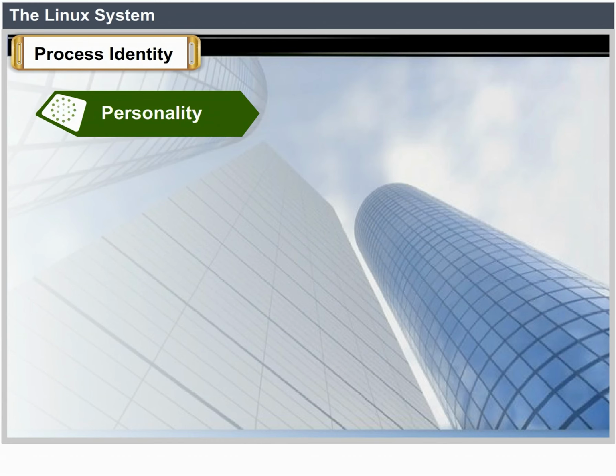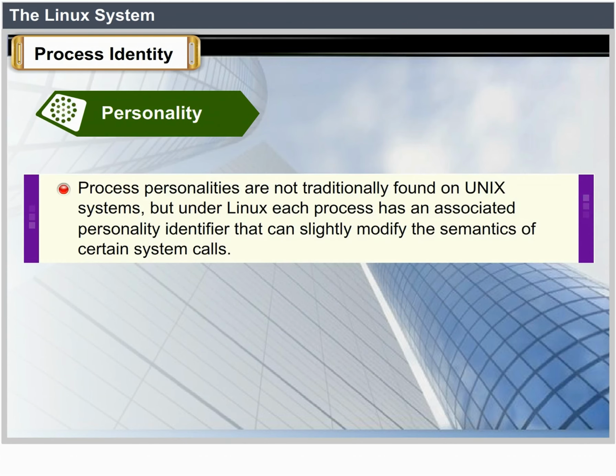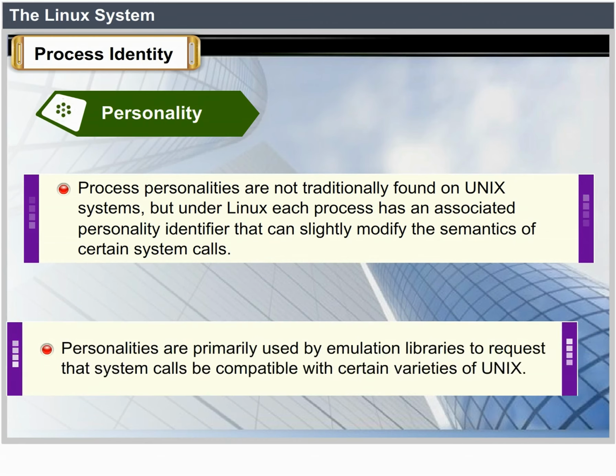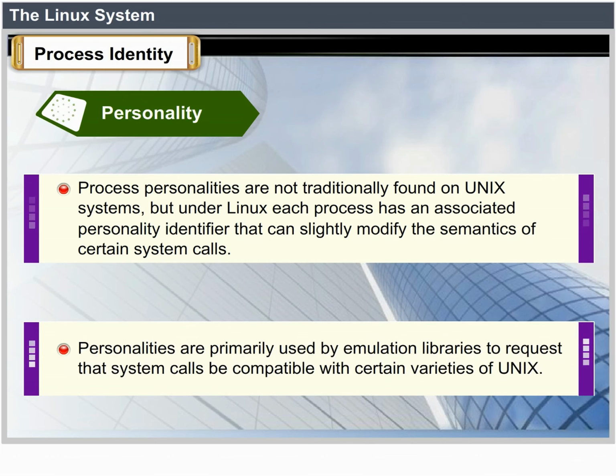Personality. Process personalities are not traditionally found on Unix systems, but under Linux, each process has an associated personality identifier that can slightly modify the semantics of certain system calls. Personalities are primarily used by emulation libraries to request that system calls be compatible with certain varieties of Unix.